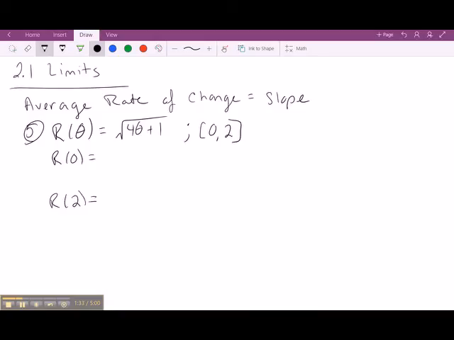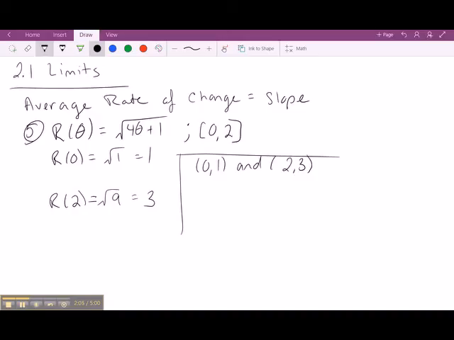So the first thing you're going to want to do on these is go ahead and find your points. So if you plug in 0, we'll have square root of 1, which is 1. And if we plug in 2, it looks like we would have square root of 9. So we get 3. So basically this turns into an algebra question. So our 2 points are (0, 1) and (2, 3). And you want to find the slope between those.